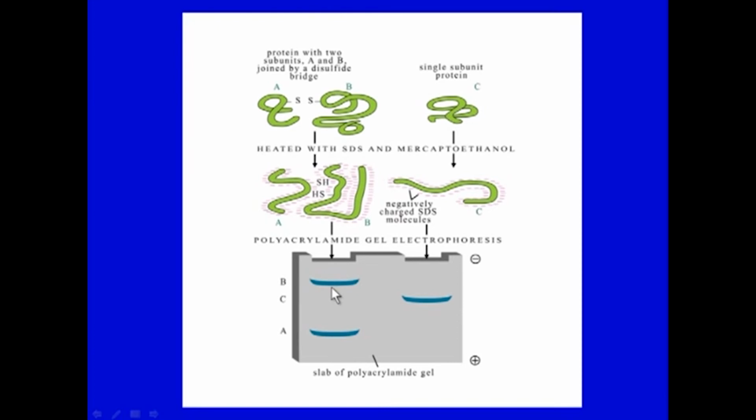Now, to know whether it is a single protein, you can always run non-reducing gels also. In non-reducing gels, these disulfide bridges will not be broken, as mercaptoethanol will not be included in the sample buffer, and a single band could be obtained here.